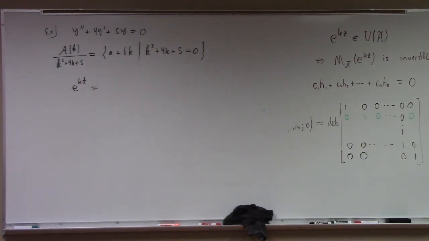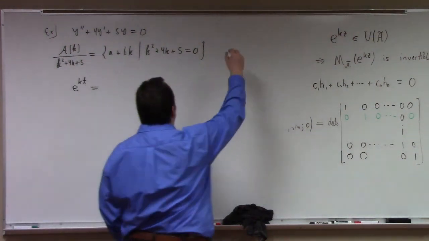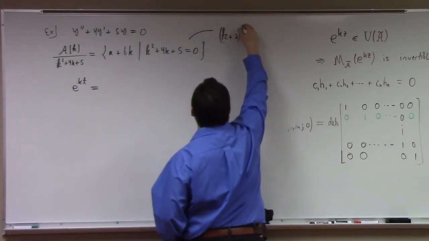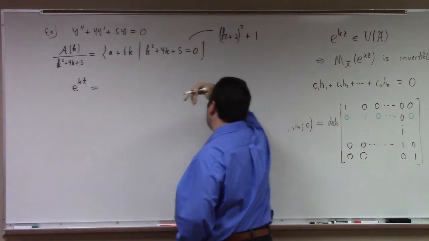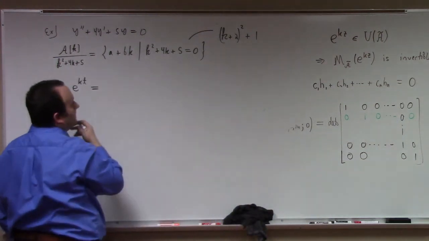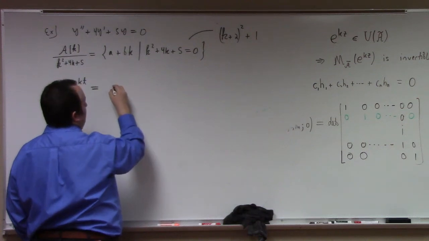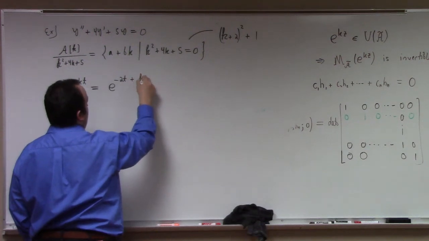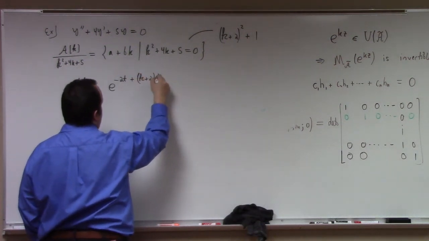Well, how should I take advantage of, let's see here. So this is what, k plus 2, like that. So you're saying I should split off, I should do like e to the minus 2t plus k plus 2 t, like that.